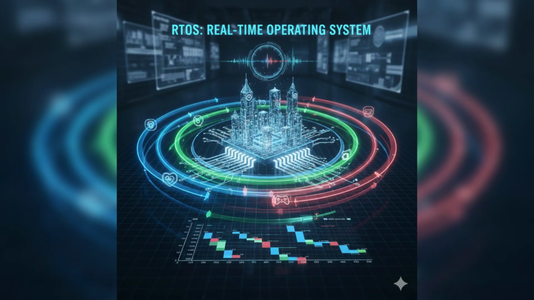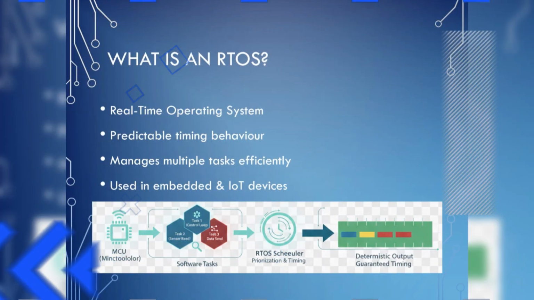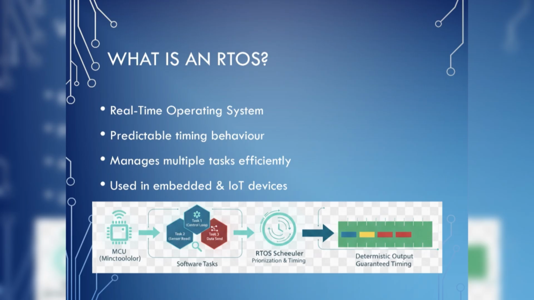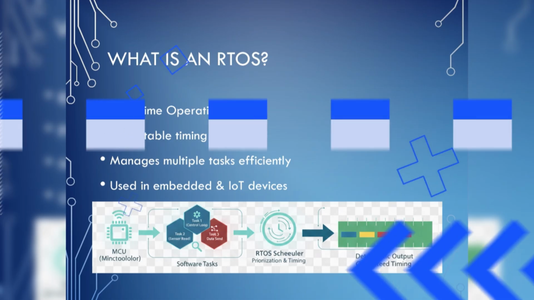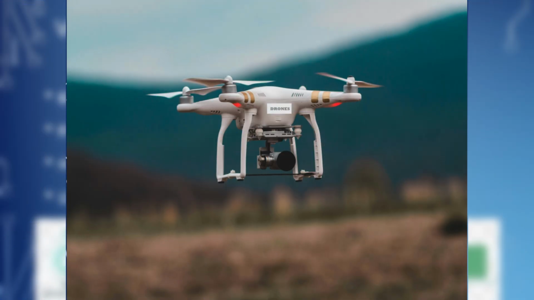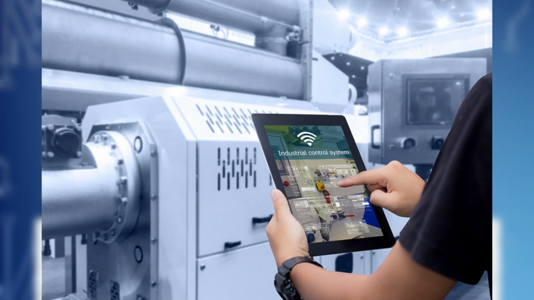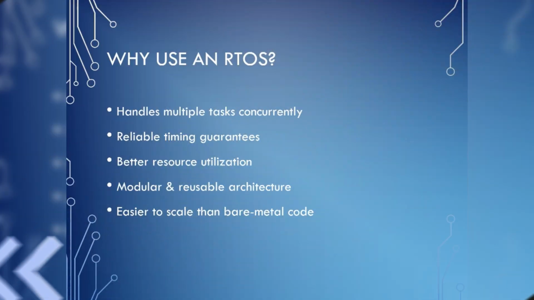Try running all of that on bare metal code. It turns into a chaotic mess very quickly. That's where an RTOS steps in. It brings order to chaos by scheduling tasks precisely, ensuring deadlines are never missed, providing timers, IPC mechanisms, and hardware abstraction, and guaranteeing clean, structured execution every single time. RTOS means reliability plus timing plus structure. And because of that, you will find RTOSes powering everything from drones and wearables to industrial controllers, smart appliances, and IoT devices.